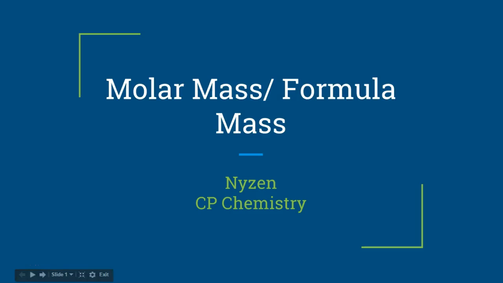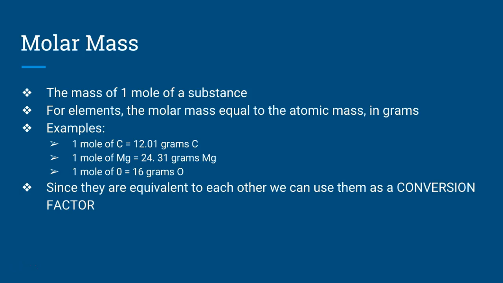Today we're going to talk about molar mass and formula mass. What is molar mass? The definition of molar mass is the mass of 1 mole of a substance. And remember what a mole is equal to. 1 mole is equal to 6.02 times 10 to the 23rd things. Now remember that 6.02 times 10 to the 23rd is the amount of the things. So now we're going to relate the mole of one thing to its mass.